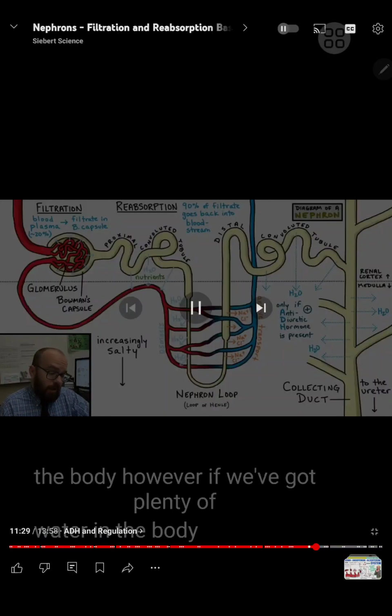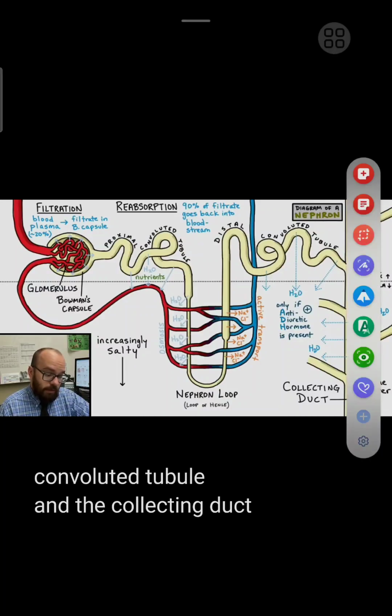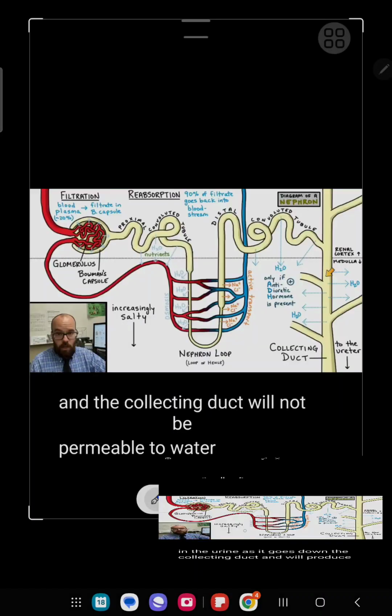However, if we've got plenty of water in the body, our brain won't be releasing ADH. And so if there's no ADH, then the distal convoluted tubule and the collecting duct will not be permeable to water. That water is going to stay in the urine as it goes down the collecting duct and will produce a lot more urine.